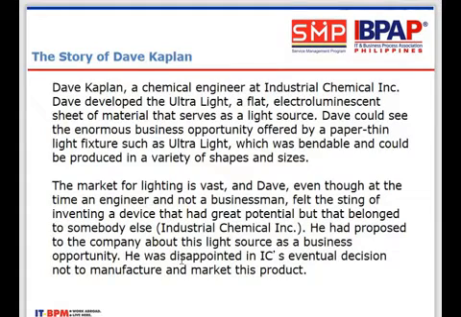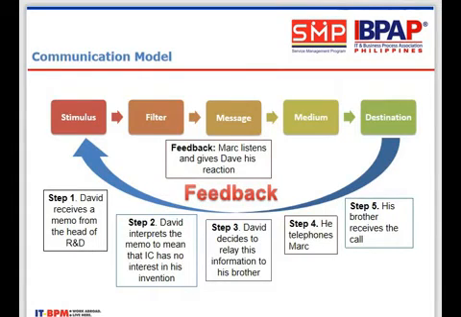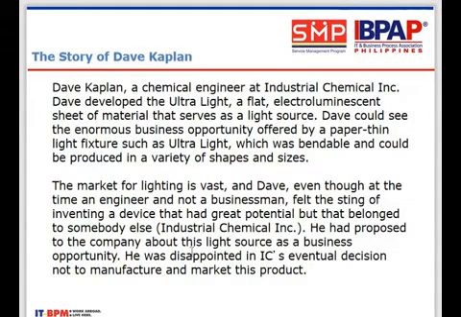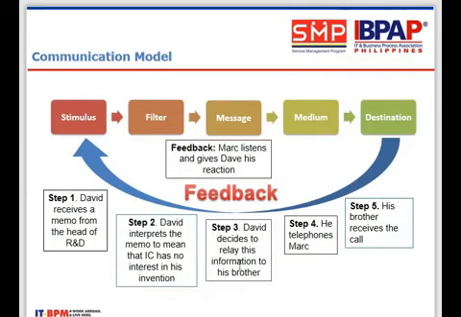So let's see the flow of communication here. So first, Dave Kaplan here. Dave receives the memo from the head of R&D, or the research and development. Step 2, David interprets the memo to mean that IC has no interest in his invention. Okay, that's the interpretation of David. As being said here, the industrial chemical has no intention whatsoever regarding the proposal of David.